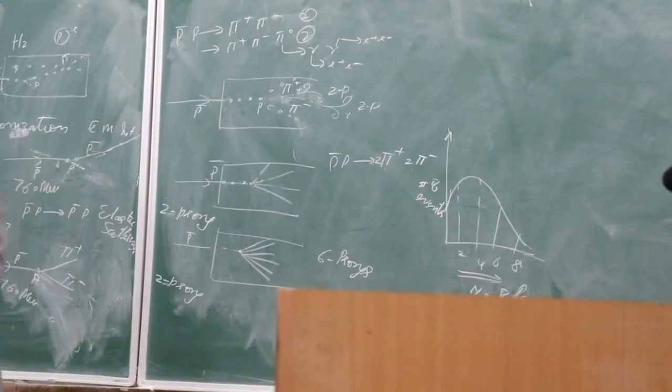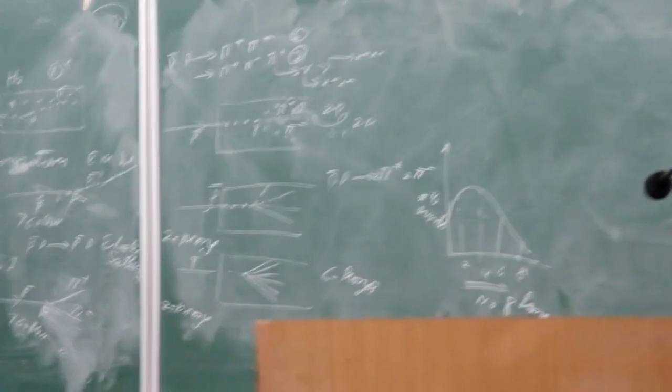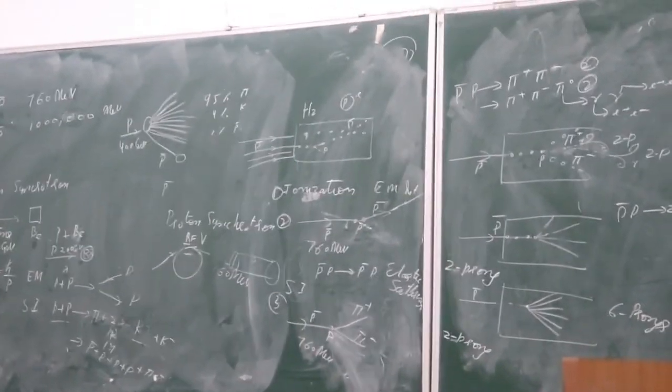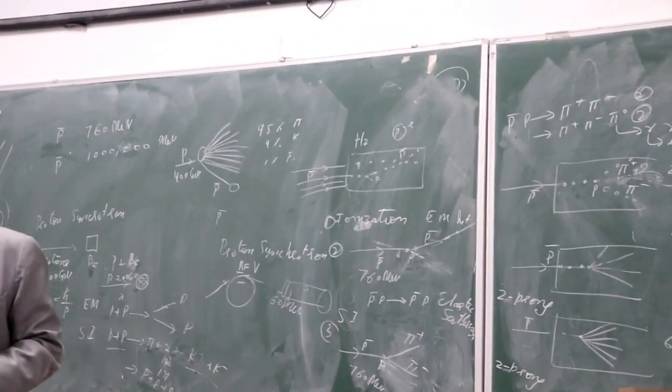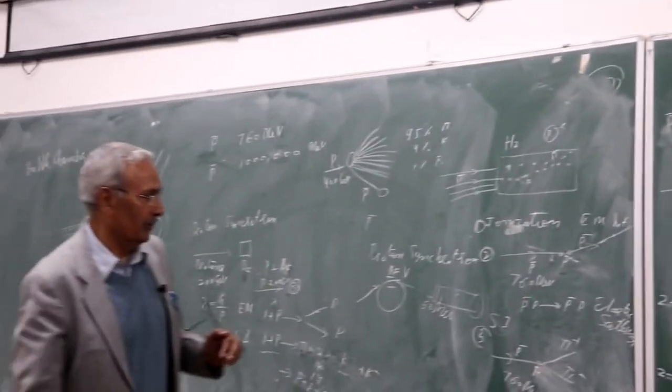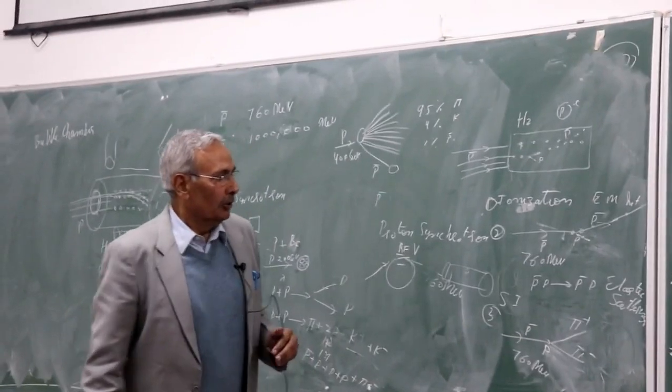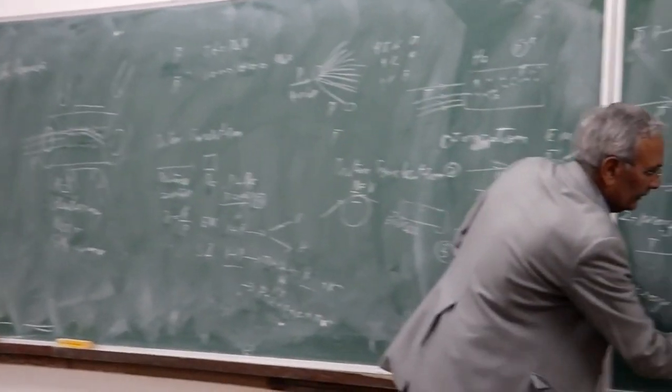So if 8 prong is there, in that case all the 8 prongs would have very, very low momenta, because the rest mass energy is given to create the new particles, new pions, and then the momenta are shared among all the 8 particles. Okay? So you can have 8 prongs.